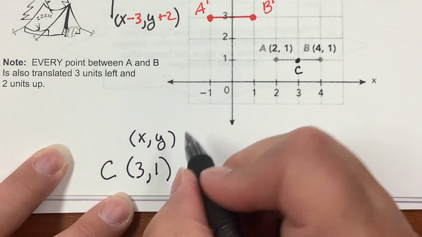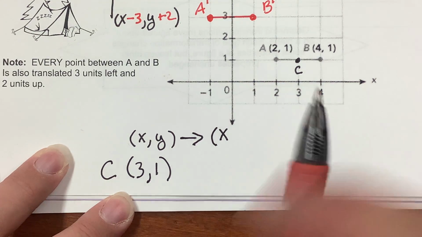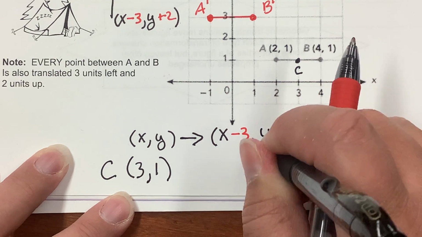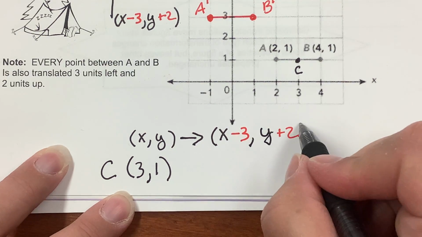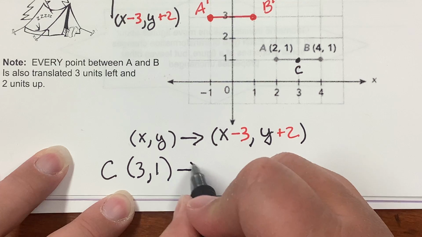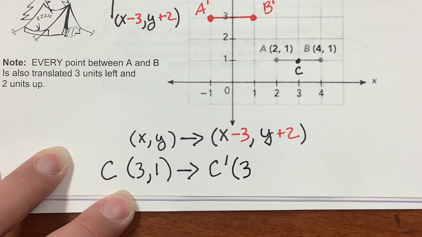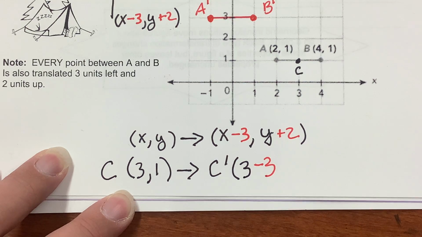Okay, and what's the rule? Well, the translation rule was X - 3, because it went to the left, and Y + 2, because it went up. So let's do that. To C, to get C prime, I have to do 3 - 3, because X is -3, and that's the X coordinate, and 1 + 2, because I have to find the Y coordinate.